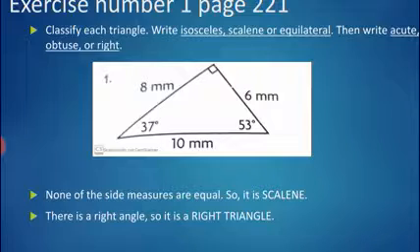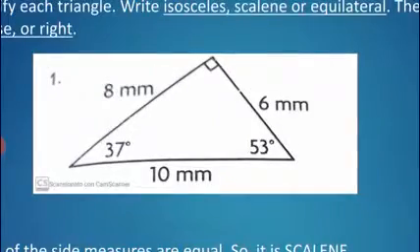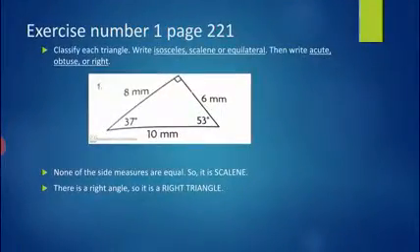Then we have an angle of 37 and an angle of 53. When we have a little square in the angle, this means that it is a right angle. So we have here a right angle, and if we have a right angle, it is a right triangle. So this triangle is scalene and right.